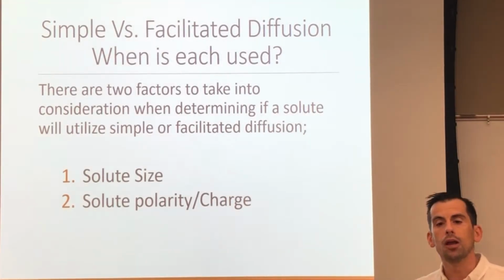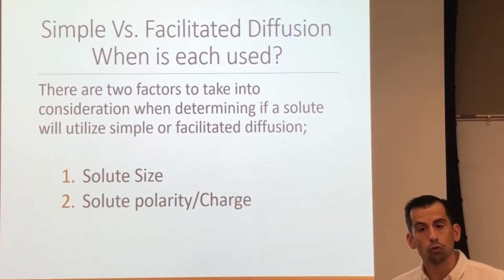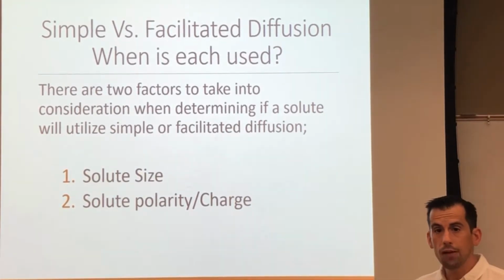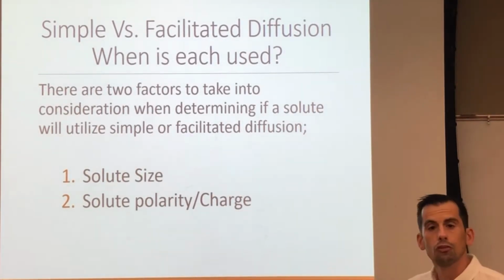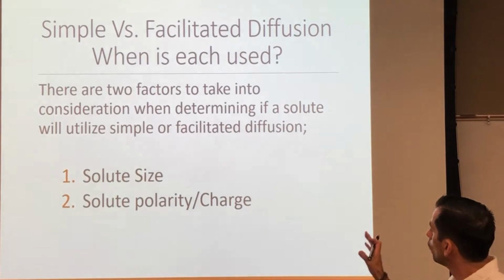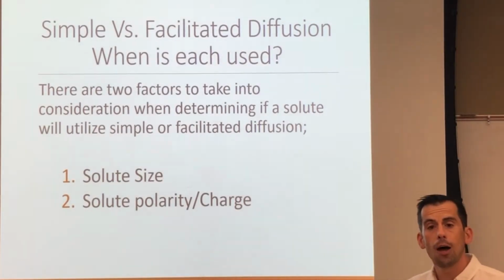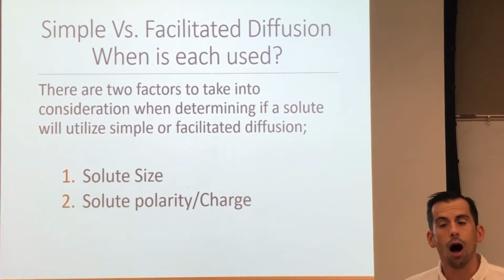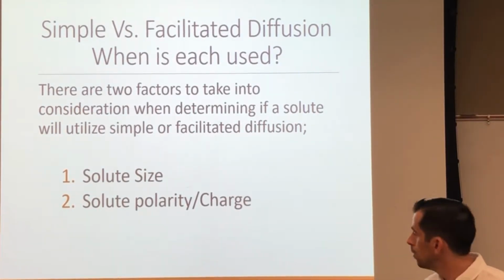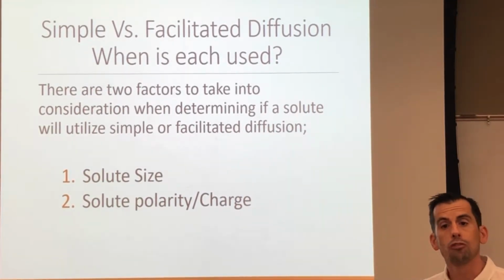When we're trying to determine if a molecule or ion uses facilitated or simple diffusion, it really comes down to two factors. We have to check two particular boxes if we are going to use simple diffusion. The nature of the solute: its size is going to matter, and the solute polarity or its charge. Now, if we don't know what polarity and charge are at this time, I encourage you to go back and watch the video I will link below on atomic structure, ion formation and covalent bonding. That will give you the background you need to determine if a particular solute is a polar molecule or if it's a charged particle.